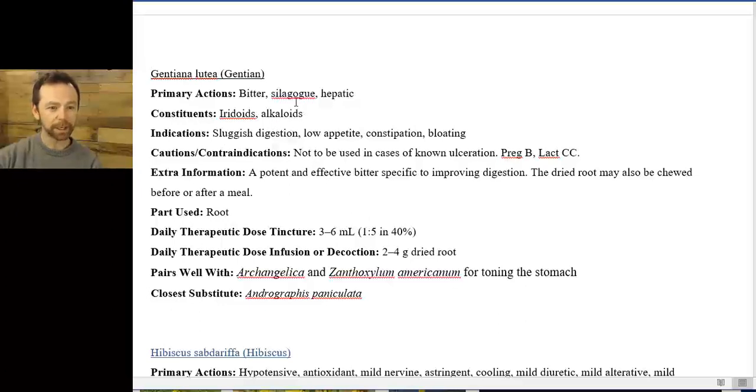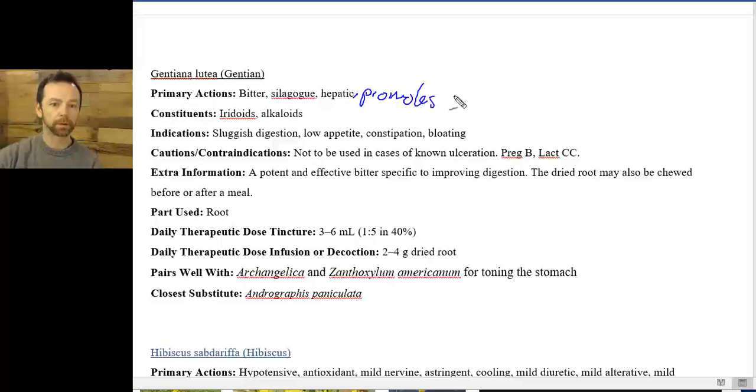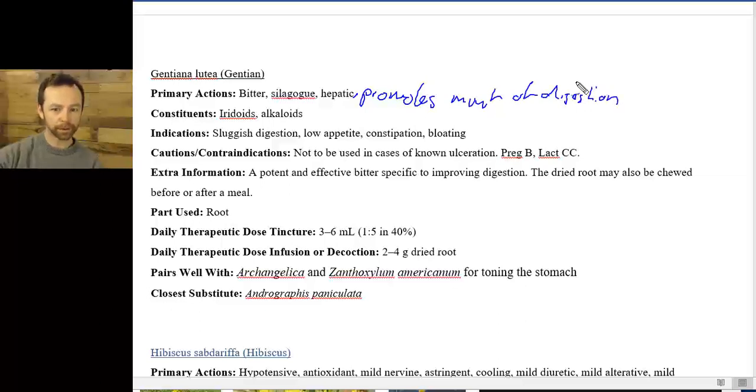I don't know that there's a lot to say for it. It's bitter, it's a sialagogue, it's a hepatic. I think it's not necessarily a carminative, but it does promote the movement of digestion. That's probably a good thing to say about it, is promotes movement of digestion. And I like it for that. I will say, since we're here and talking about it, oh, look at that. Bitter, specific to improving digestion. Didn't need to write it because I already wrote it.